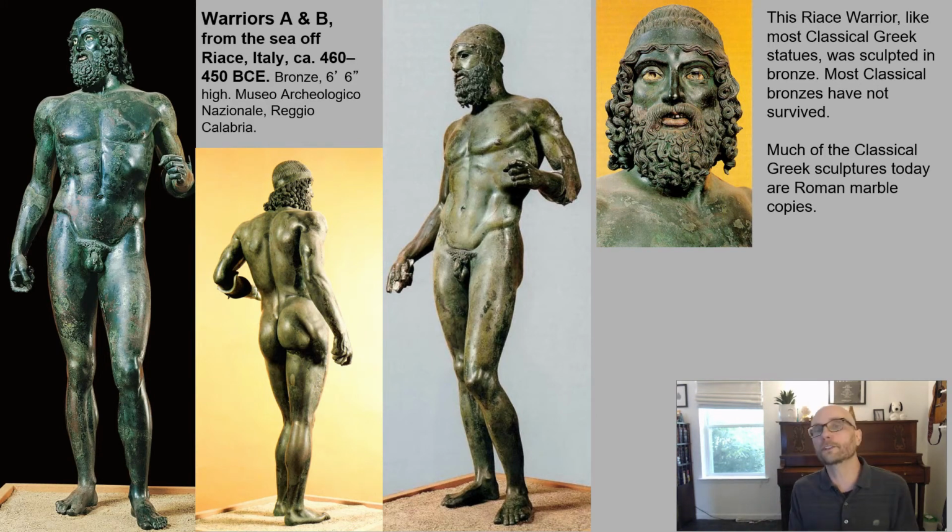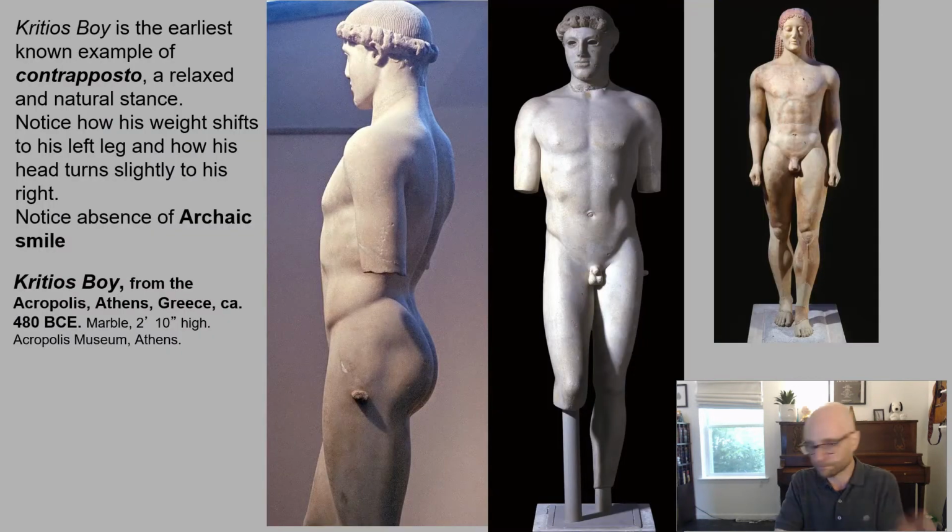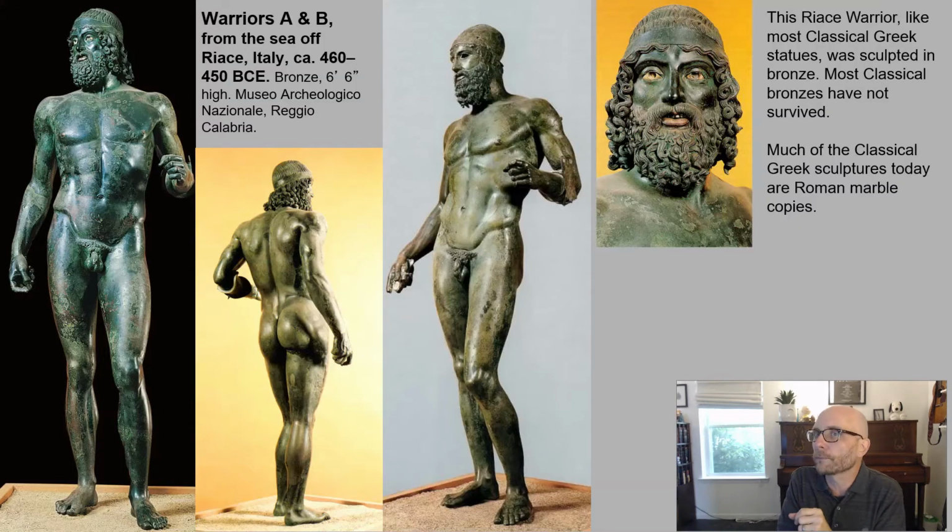So first of all, Critios boy is made in marble. These are made in bronze. And the Greeks actually preferred bronze sculptures because they're much stronger. They are more durable. You can actually do more elaborate poses with bronze because they are very strong, and you don't have to worry as much about pieces breaking off. Like in Critios boy, he has no arms. He's missing part of a leg. Because marble is very fragile.